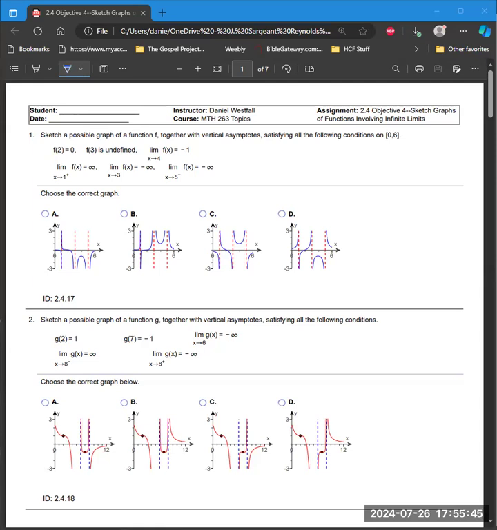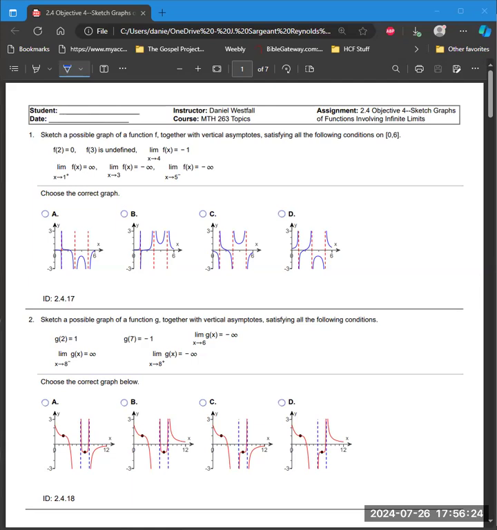F of 3 is undefined, so that could be a hole or it could be a vertical asymptote. We'll see which it is here with the limits. Limit as x approaches -4 of f of x is equal to -1. So again, that could be a hole or that could be a point on the graph. We'll have to see, but the limit does exist there. Limit as we approach 1 from the right is positive infinity. So I assume that's going to be a vertical asymptote at x equals 1.